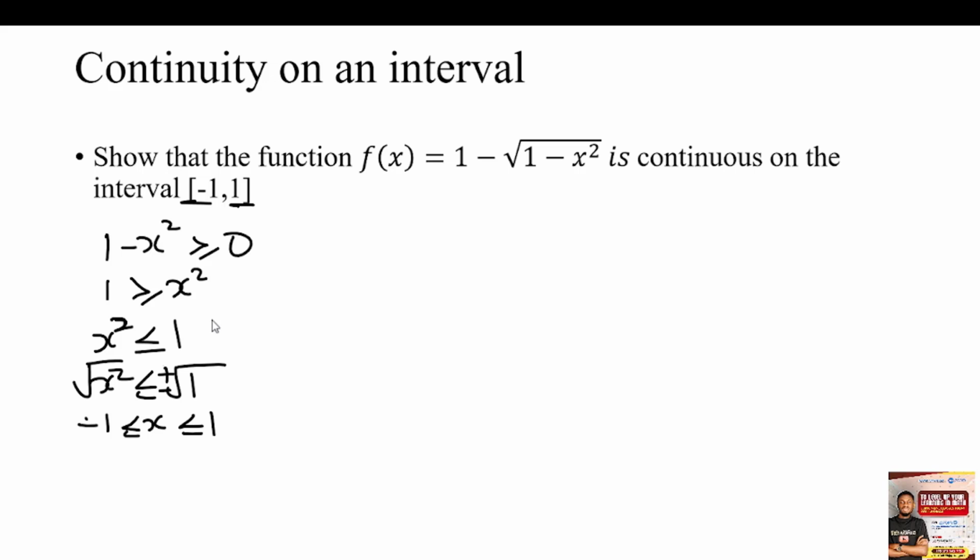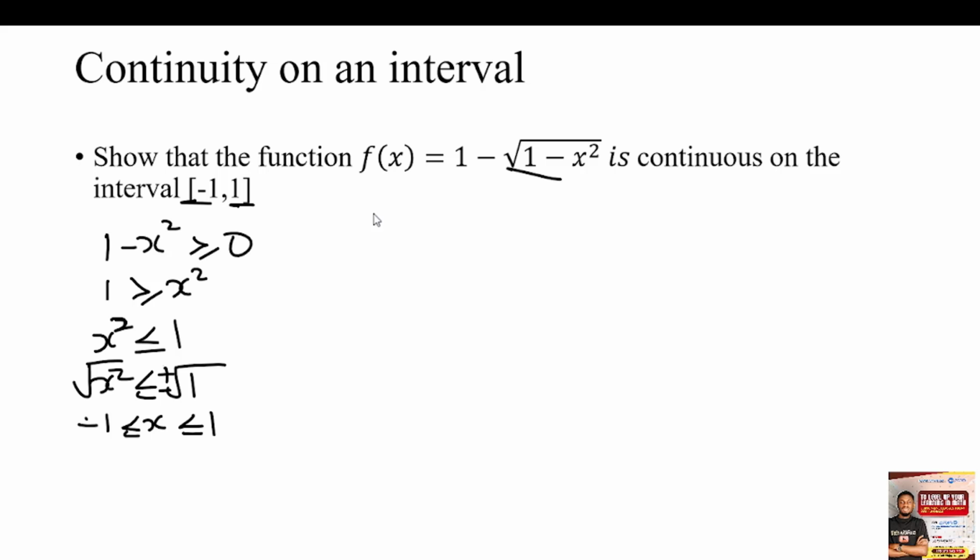Then the next step is to check for continuity at the interior points. So for x in the interval (-1, 1), the function is composed of continuous functions, that is polynomials and square root functions. In that case, since 1 minus x squared is greater than 0 for x in the interval (-1, 1), then the square root is also defined and is also continuous. Therefore, f of x is continuous at every point in (-1, 1).